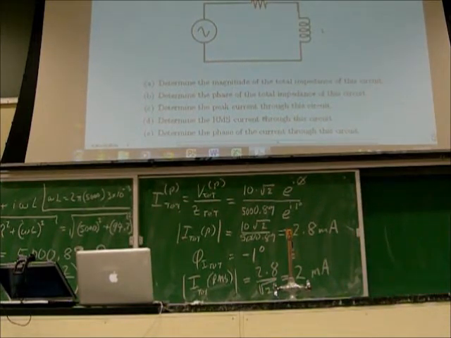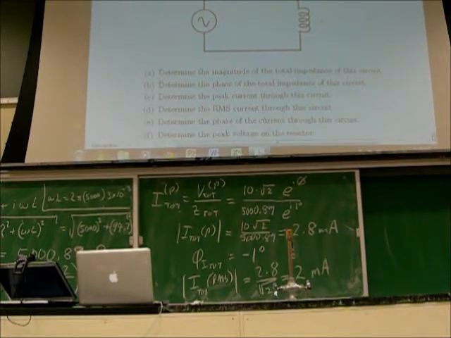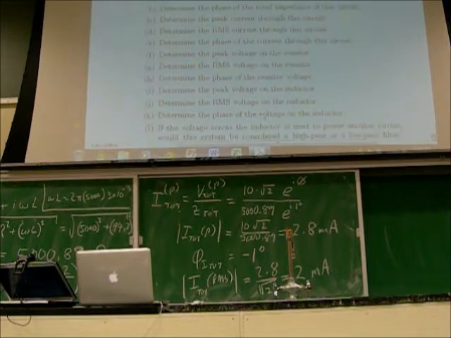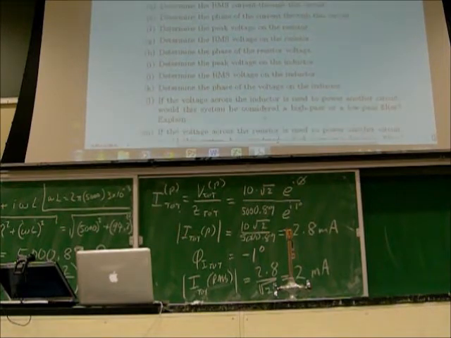So 2 milliamps would have been easier to do as a first step, because in fact, 10 volts over 5 kilo ohms, 10 over 5 is 2, and 1 over kilo is milli, 2 milliamps. Okay, makes sense? So this circuit is nearly just the resistor. The inductor is hardly making its presence felt. Yeah?